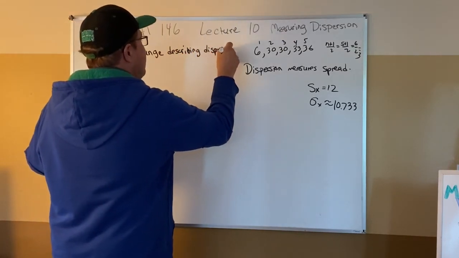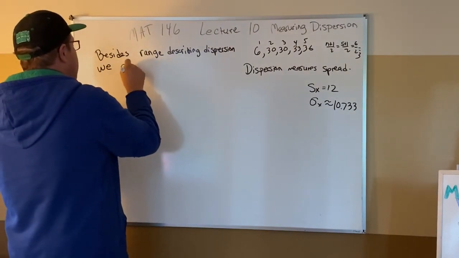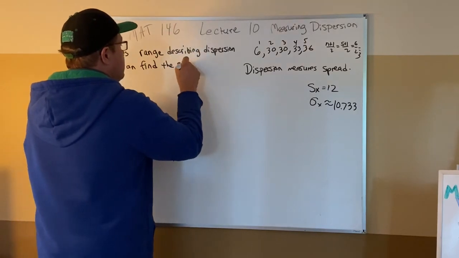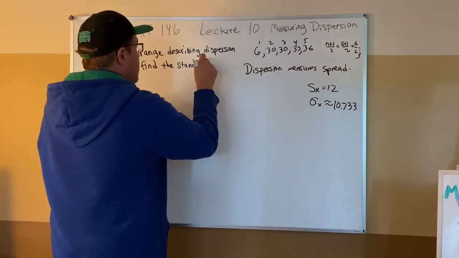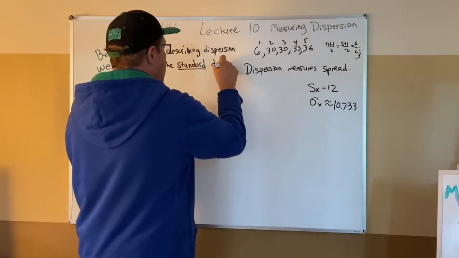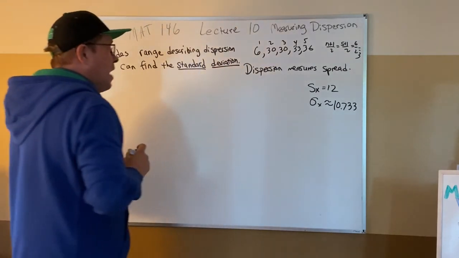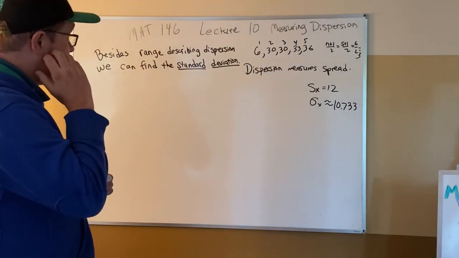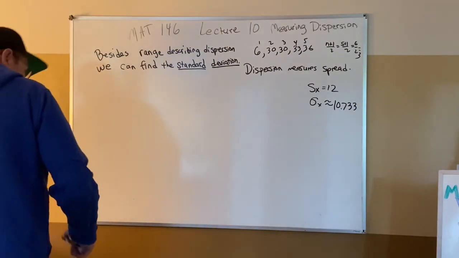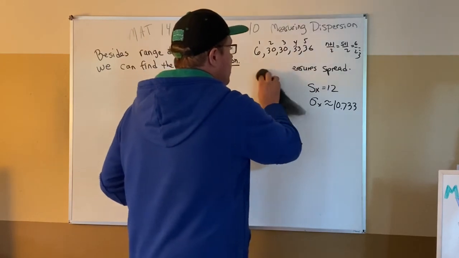And range is not enough all the time. We can find something called the standard deviation. Standard tries to make it for everyone represented, and deviation is how it varies from what we think is the average. What this is going to do is it's going to measure deviation from the mean, and these are two values of dispersion that we'll keep here.